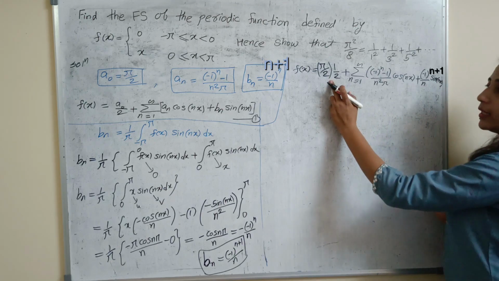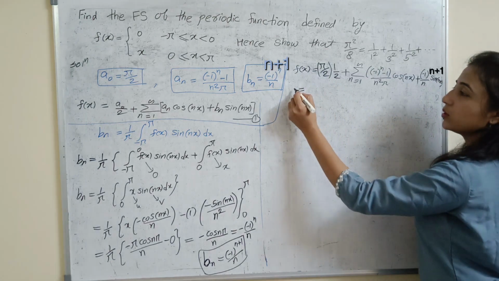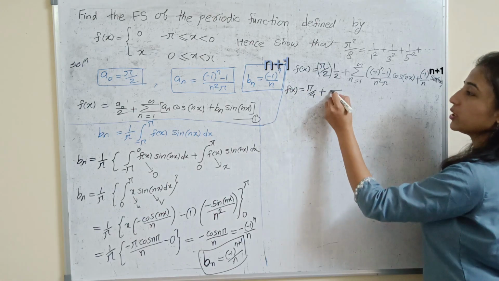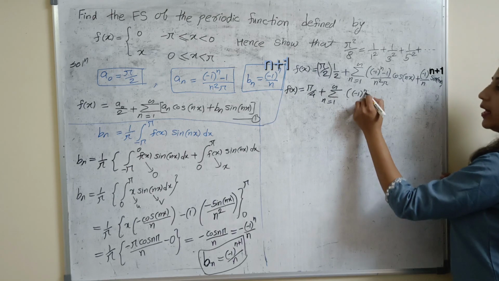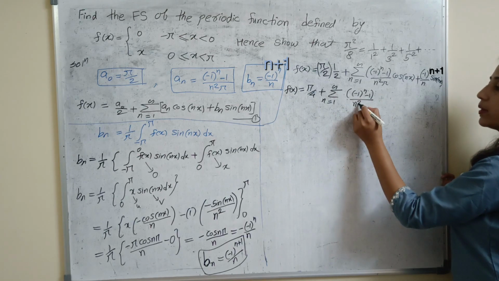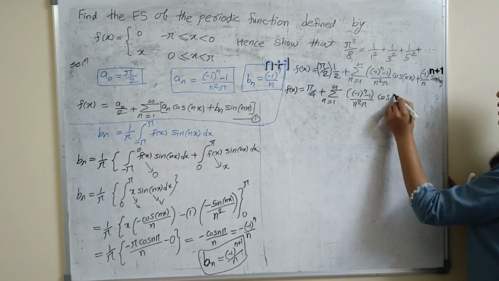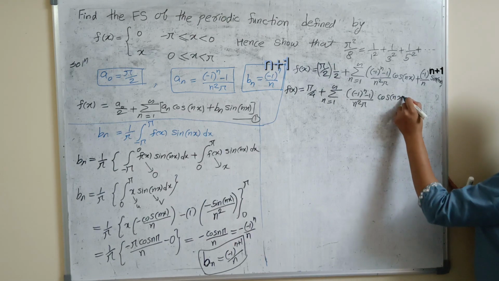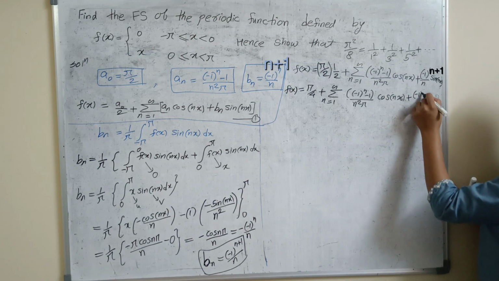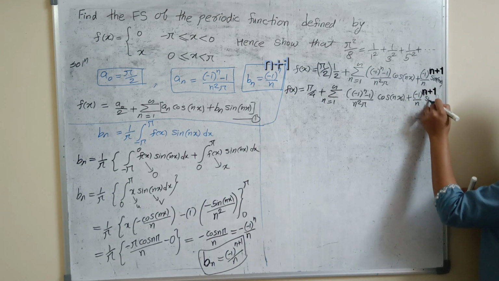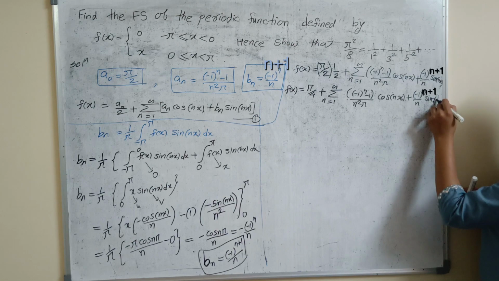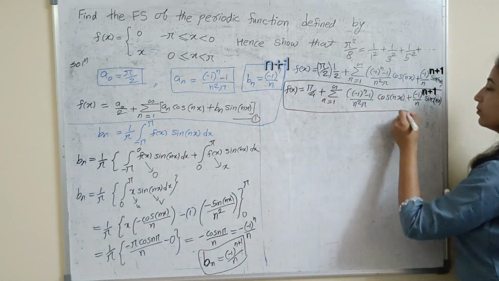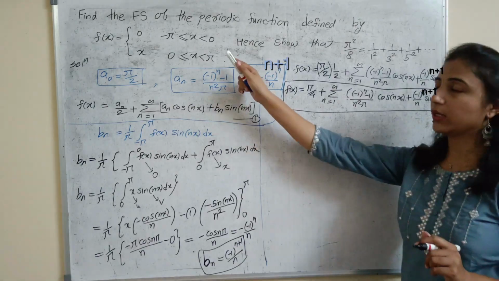Now this a0 by 2 is nothing but our pi by 4. So our f of x is pi by 4 plus summation of minus 1 raised to the power n minus 1 upon n square pi into cos nx, plus minus 1 raised to the power n upon n sine nx. So hence we get the Fourier series. This is our required answer, the Fourier series corresponding to our function.